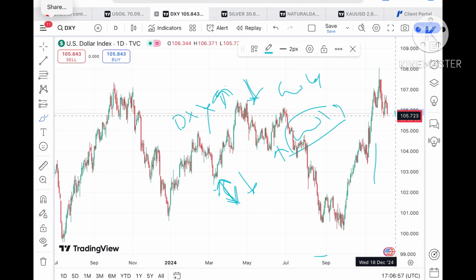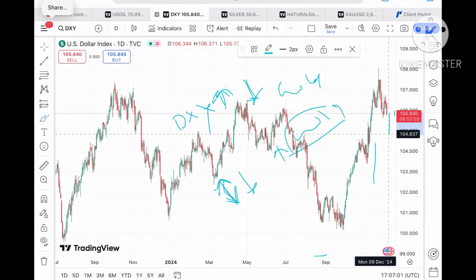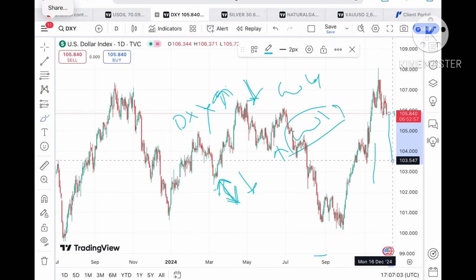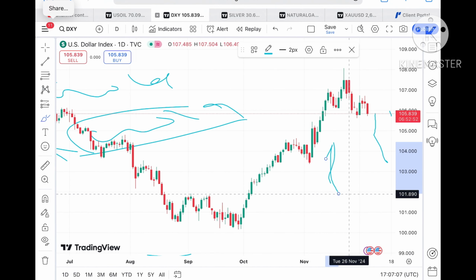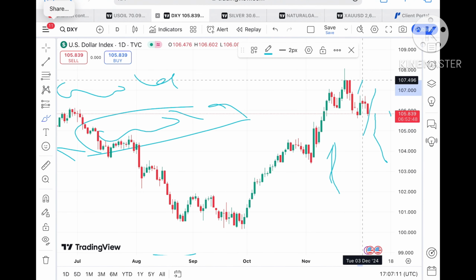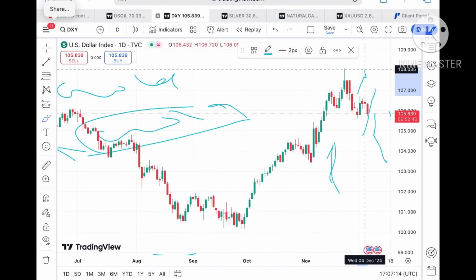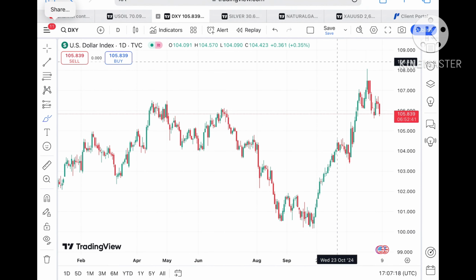So if the price starts falling below 105, the chance of touching 105.4 will be there, then a level of 104.8, and then a level of 103.5, and then a level of around 102. But if the price keeps moving over a level of 106.7, then it can touch a level of 107, and then it will cross a level of 107.5, then it can cross a level of 108, and then a further upside.